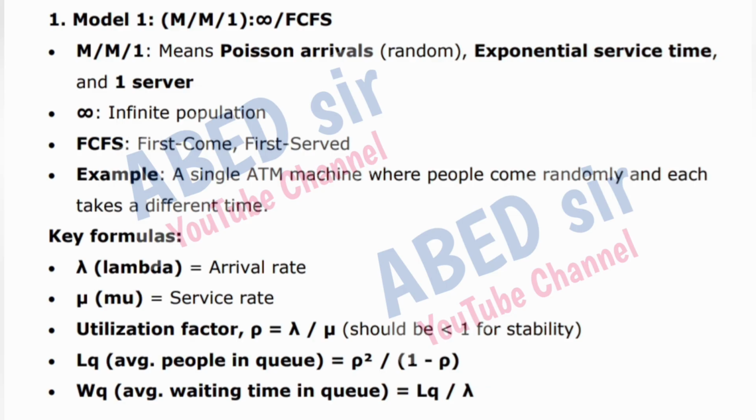Key formulas. Lambda is equal to arrival rate. Mu is equal to service rate. Utilization factor, rho is equal to lambda/mu, should be less than 1 for stability. Lq, average people in queue, is equal to rho squared / (1 - rho). Wq, average waiting time in queue, is equal to Lq / lambda.